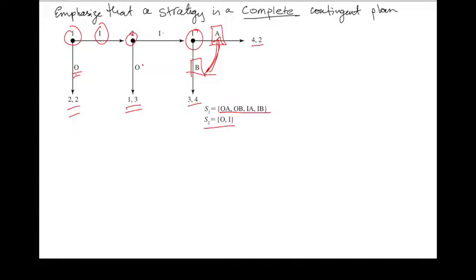Now, if we just wanted a recipe for how the game is going to proceed from player 1's perspective, anytime he plays O, the game ends. So why do we care about this information set? I want to give you just one more example so that we can be clear about what a complete contingent plan is.